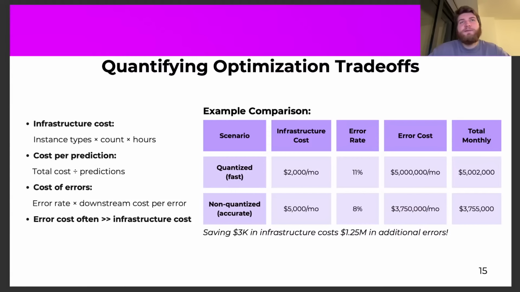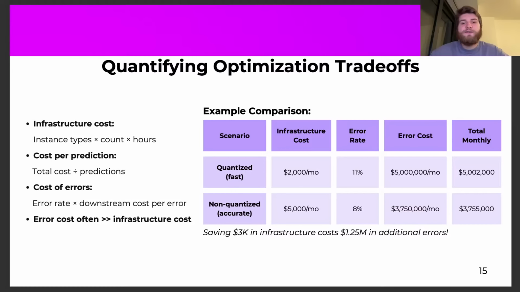Of course, this is a simplified example, but it illustrates the point. The cost of accuracy loss often dramatically exceeds infrastructure costs. Now let's model optimization scenarios. Scenario A, quantize to save infrastructure costs.